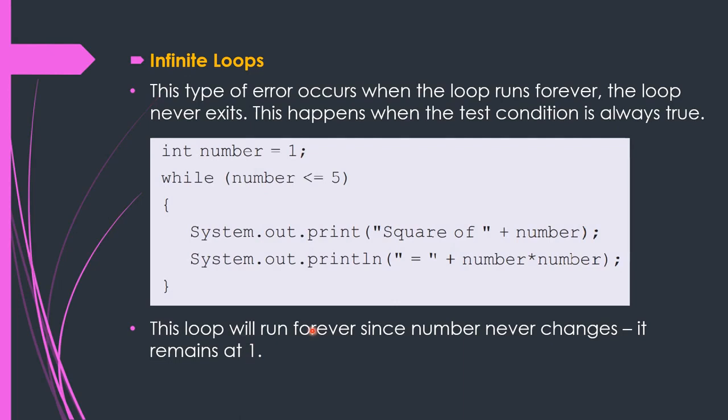So what will happen in this case? The number will always remain at 1. The number will never increment, it will never increase by 1, because we have not provided number equal number plus 1. So the number always remains equal to 1, and whenever it tests, the test condition is always true. So in this case the loop will run forever because the number is never changing from 1, and the loop will continue to run forever. This kind of error is called an infinite loop.